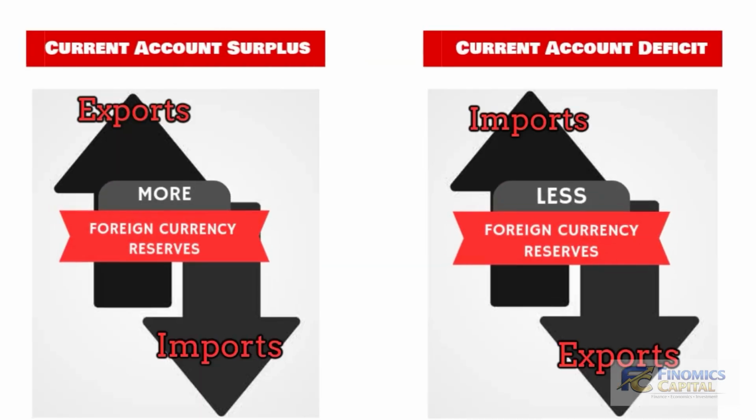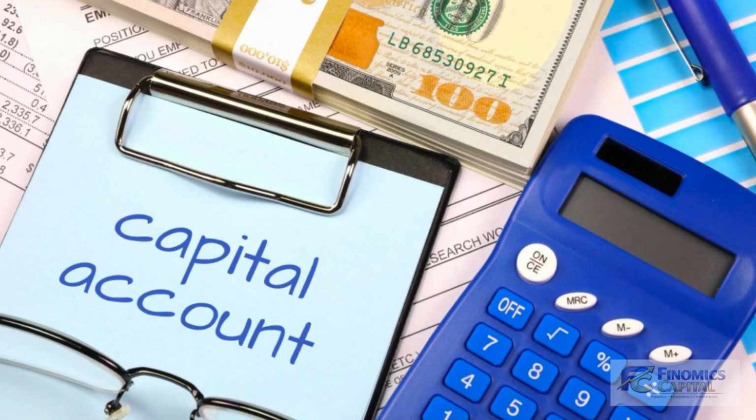If a country's exports are more than its imports, then the current account will be in surplus and foreign currency reserves will also be high. But if a country's imports are more than exports, then the current account will be in deficit and foreign currency reserves will be low. The capital account is also a part of the balance of payment.